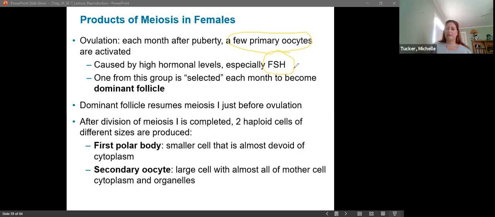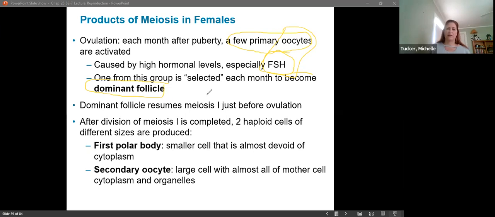FSH level is going to then start to decline. About 19 of them bow out, like they cannot survive this decline in follicle stimulating hormone, because oocytes are completely dependent on follicle stimulating hormone. Only the dominant follicle is going to survive this decline in FSH.